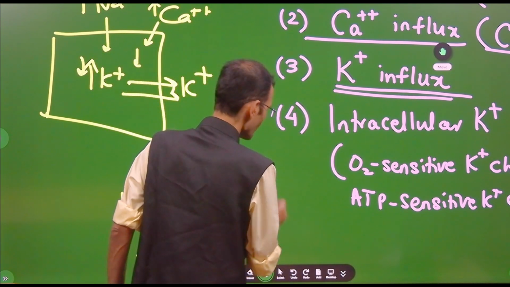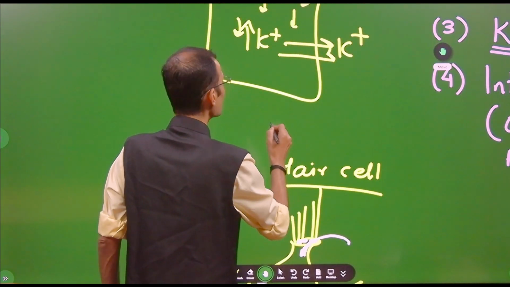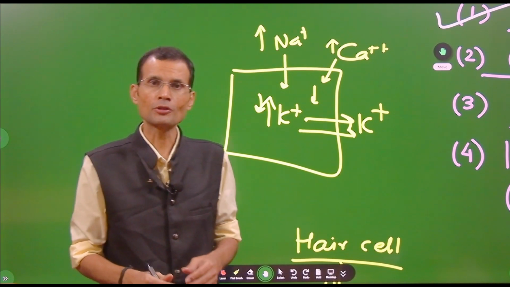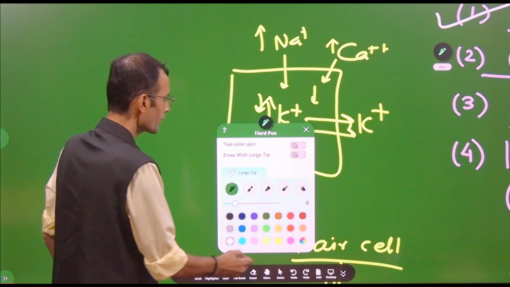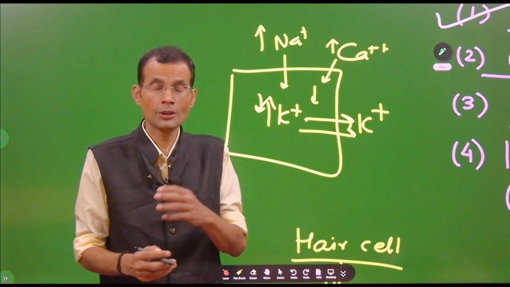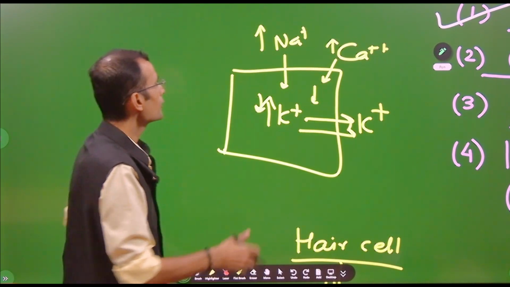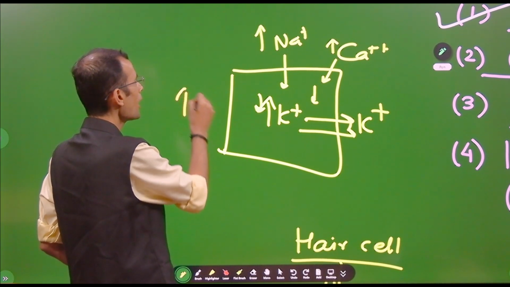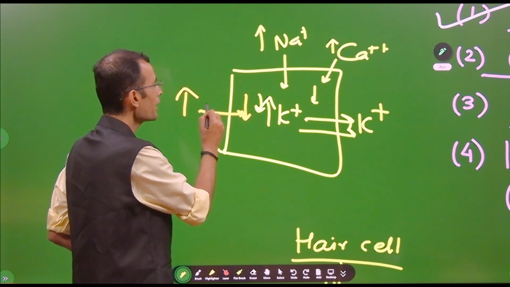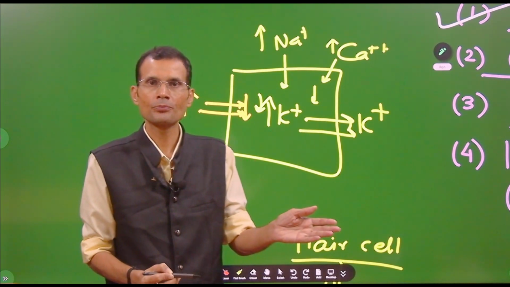Potassium influx. Yes, potassium influx. Where does this happen? Is it possible? Yes, it is possible. It does happen. We said just now that a cation can come in if its concentration is high on the outside and relatively less on the inside. So by concentration gradient, it will come in.